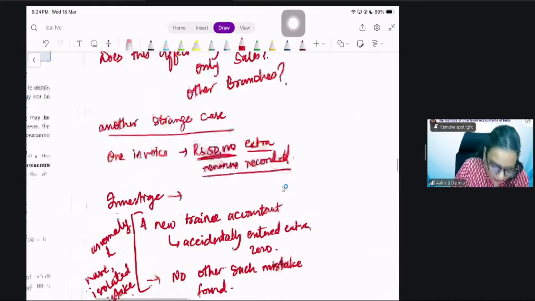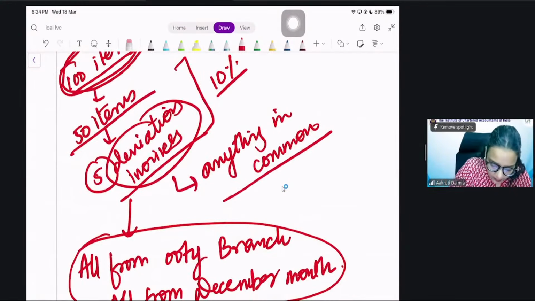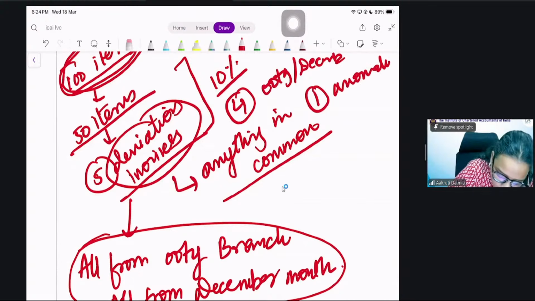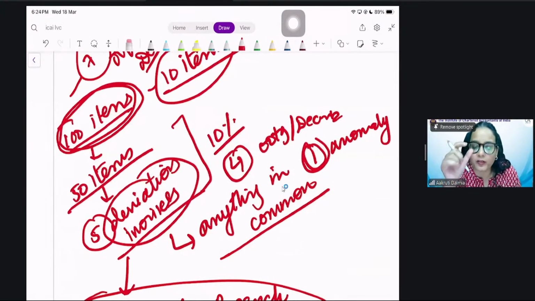So let's say that the auditor found 5 deviations in invoices, out of which 4 were from Ooty December and 1 was an anomaly. Can we take this one anomaly as a percentage in the total deviation? No. We will keep that item aside. It is not representative of the population.